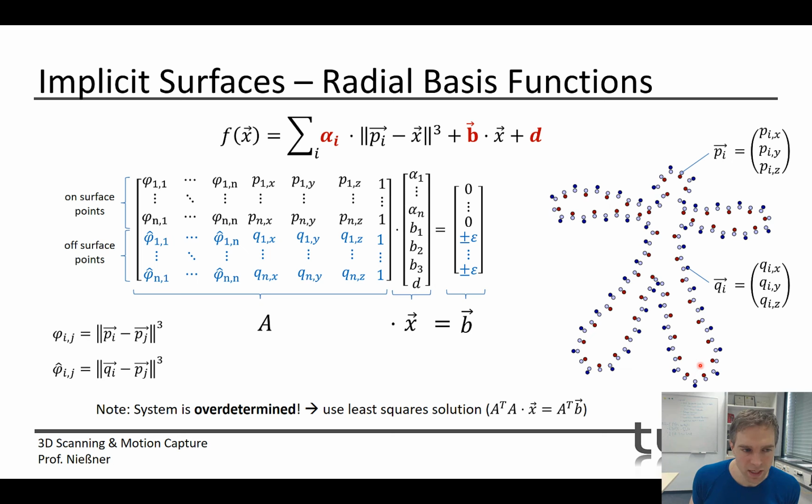And now we are obtaining an overdetermined system, right? In this case, we use the least squares formulation, of course. So A transpose A times x is A transpose b. And this is just a linear solve then. We just use our favorite linear solver.